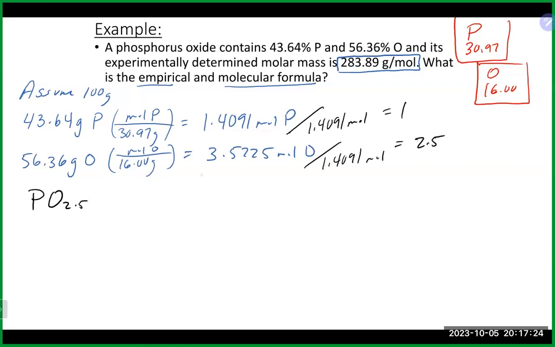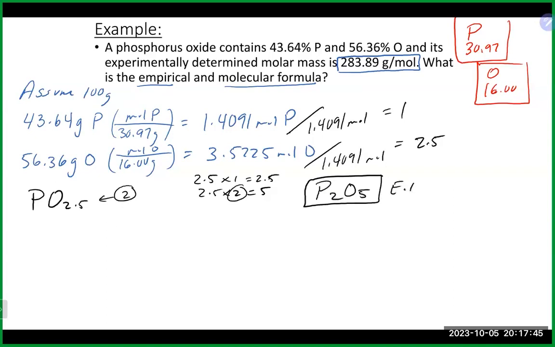So we kind of did this one earlier. Obviously, we took 2.5 times 1. We got 2.5. Well, 2.5 times 2 gets us 5. So that is going to be the factor that we want to multiply this empirical formula by. We're going to multiply this guy basically by 2. And that will give us P2O5 as our empirical formula. Any questions up to there?